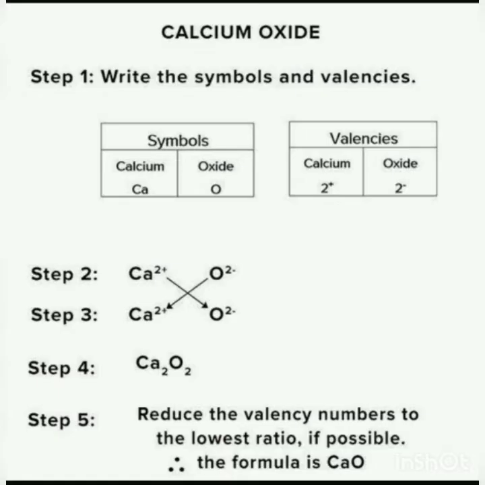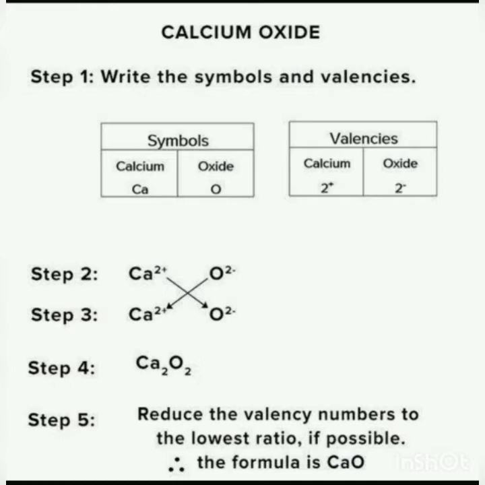Now, the next example we have is calcium oxide. In this example, we can see that calcium has the valency of +2. On the other hand, oxygen has the valency of -2. Now, after writing the symbols along with valencies, the next step is to cross multiply the valencies. Now, as you can see in step number 4, we have got the formula of calcium oxide, but both the elements have the same subscript. So, if the subscripts have a common factor, we have to divide the valencies by that common factor.